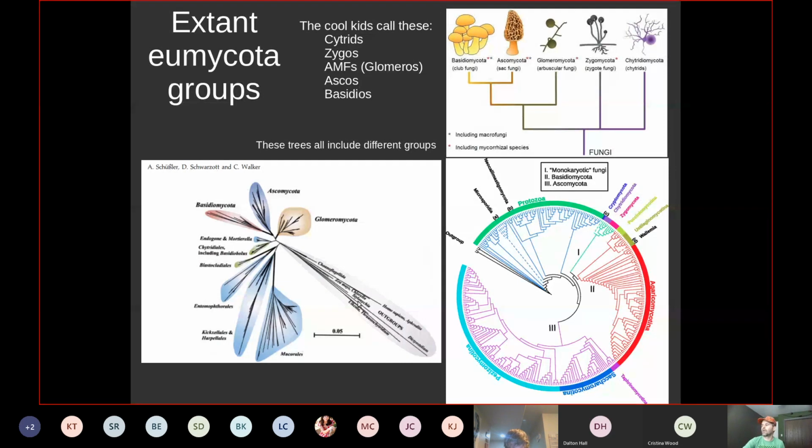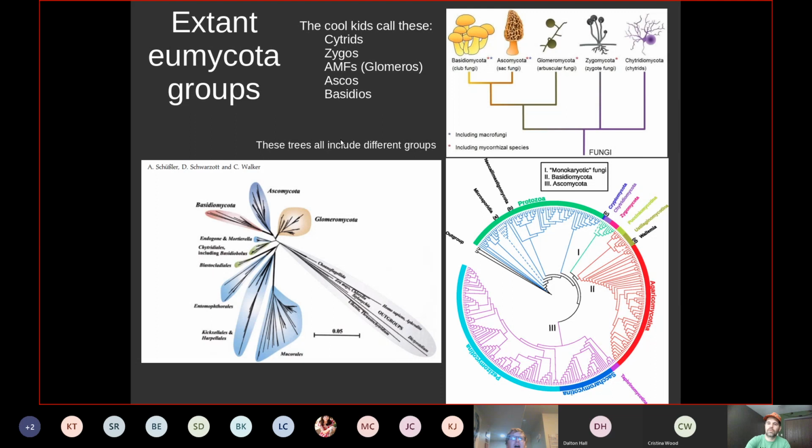All right. So here's a few phylogenies essentially showing the same stuff. These are the major groups. And so these are the ones we're going to be going through. Okay. The chytrids, that's what we'll start out with. Then the zygomycetes, which aren't actually a real group. And then the glomeromycetes, which probably aren't a real group either. And then the ascomycetes and basidiomycetes, which are definitely real groups. Right?